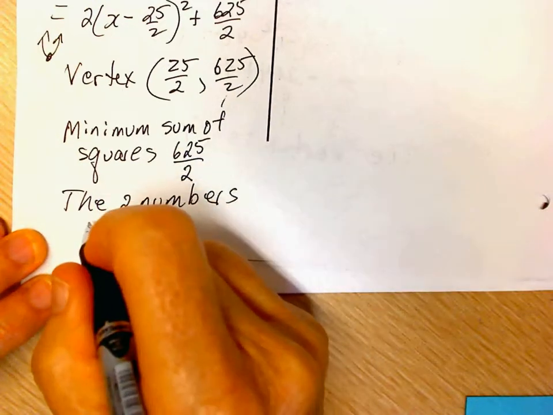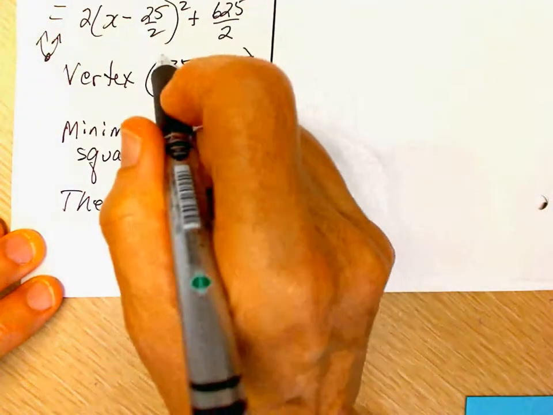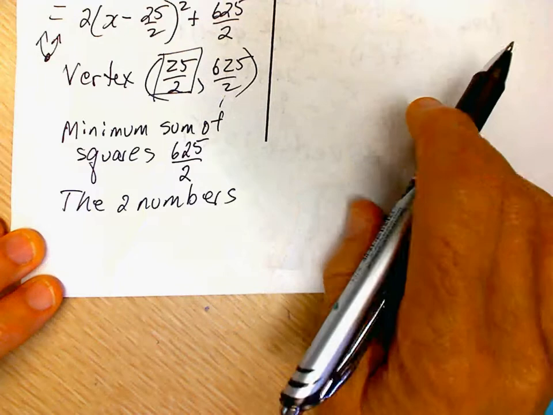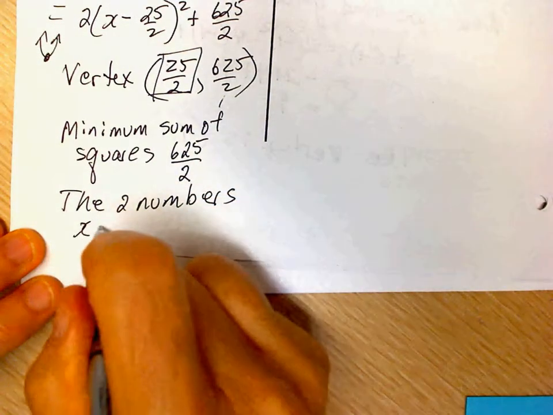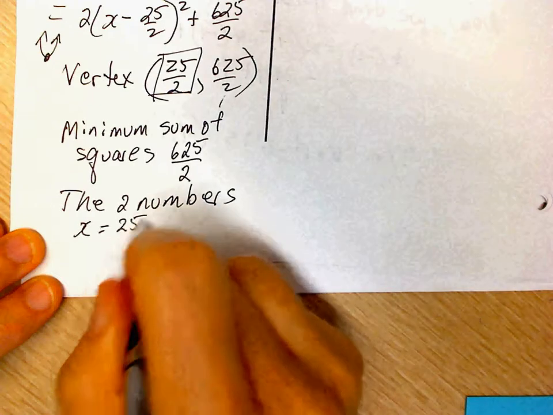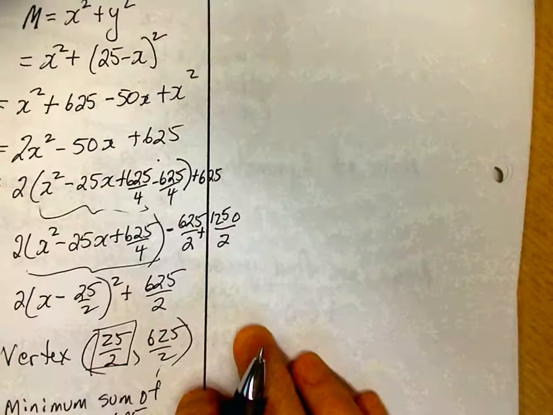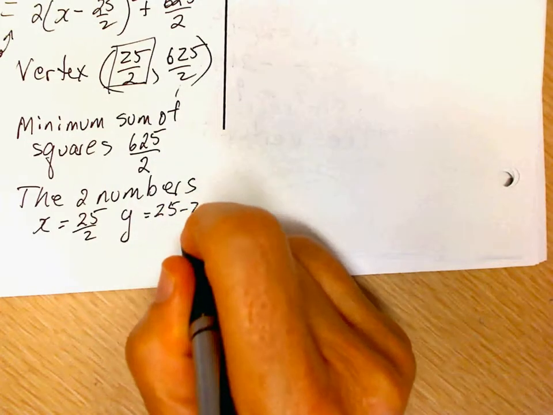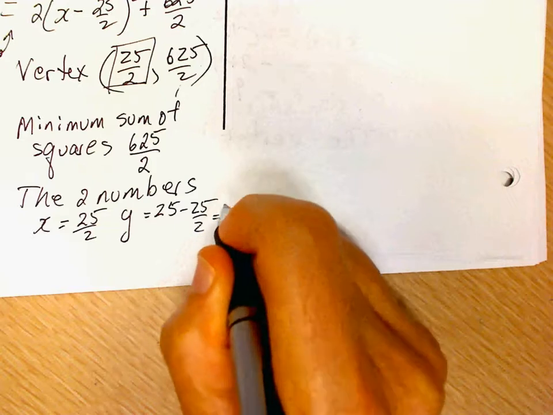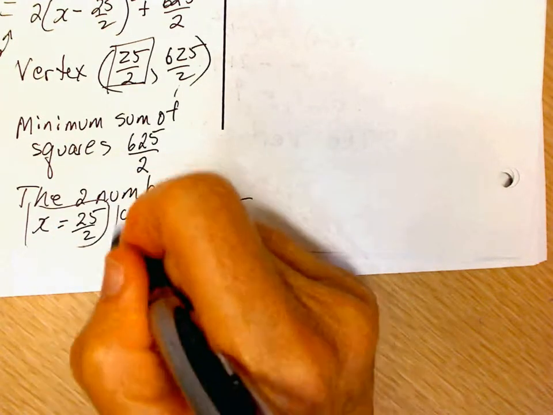What? Our two numbers are, well, we pick off one of our numbers here. Our x value is 625. No, sorry, 25 over 2. And so our y value is, we're going to use our formula, 25 minus 25 over 2 equals 25 over 2. So there are our two numbers right there.